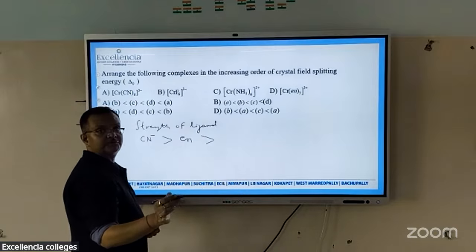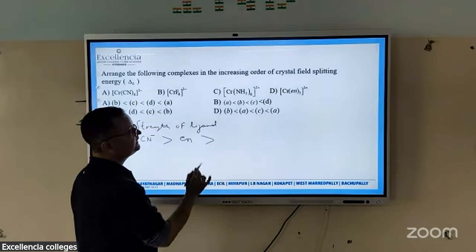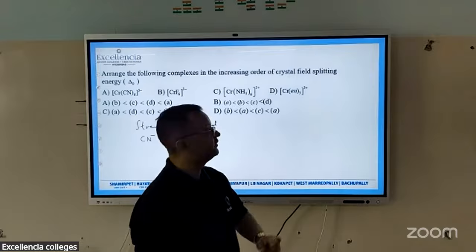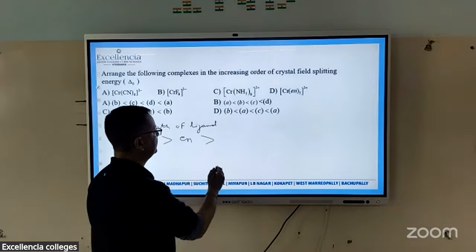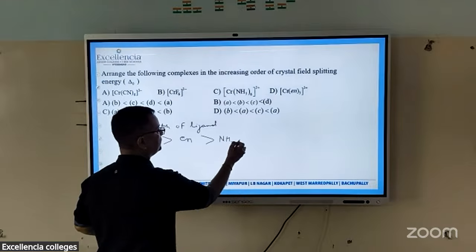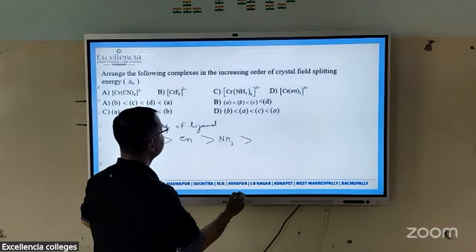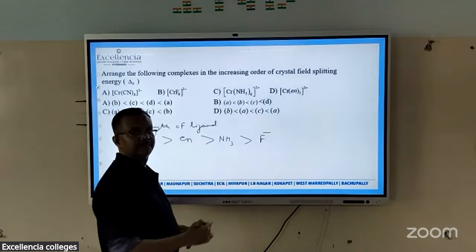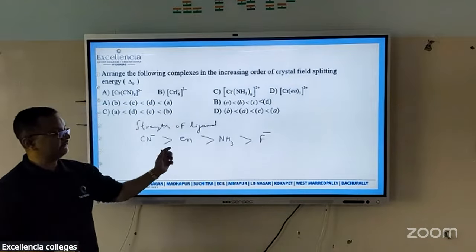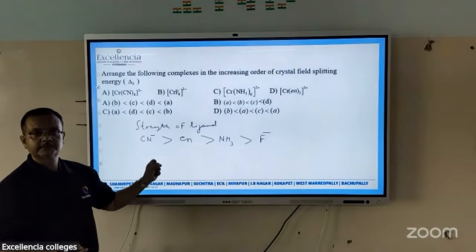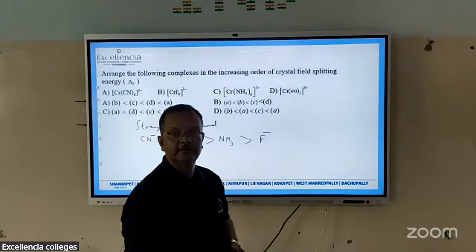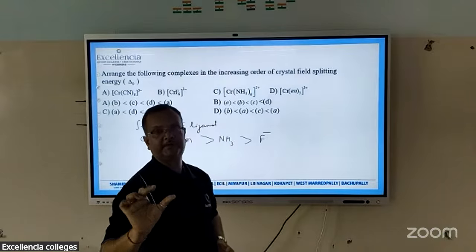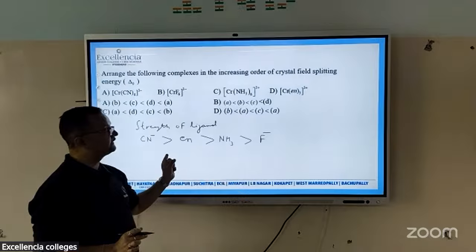Number 3 should be what? It should be ammonia. Ammonia acts as a borderline strong ligand, so ammonia will come here at number 3. And you know, the weakest ligand is chloride, so it is at the last. Typically, the strength of ligands varies like this. And you know, the stronger the ligand, the higher the crystal field splitting, and the higher the energy gap created. So the answer will come accordingly.